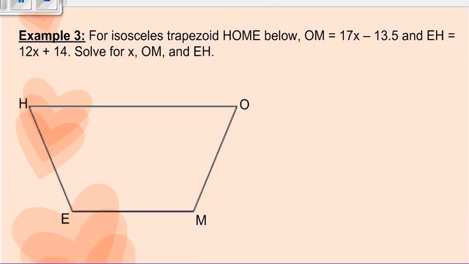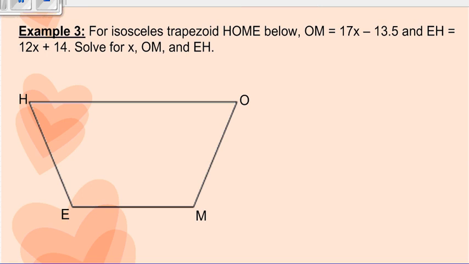All right, now we're asked about some of their sides. So they tell us this is labeled HOME. So OM is 17x minus 13.5, and EH is 12x plus 14. Okay, we're asked to solve for x, OM, and EH.